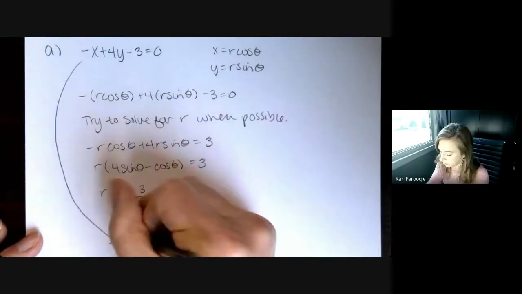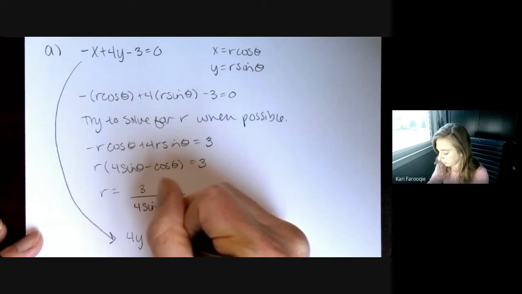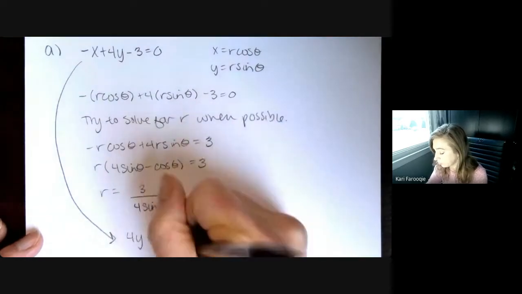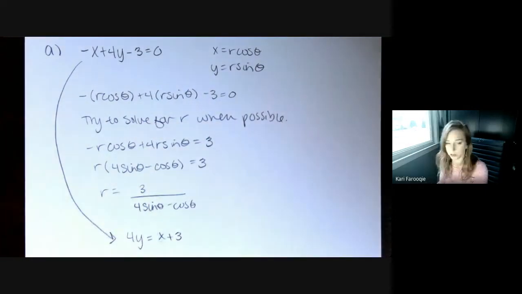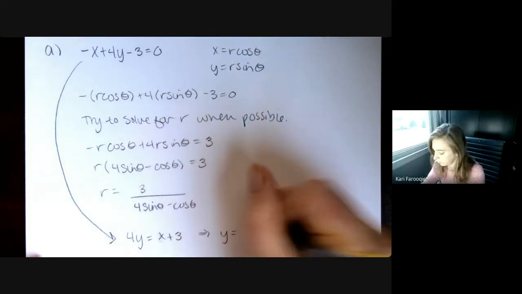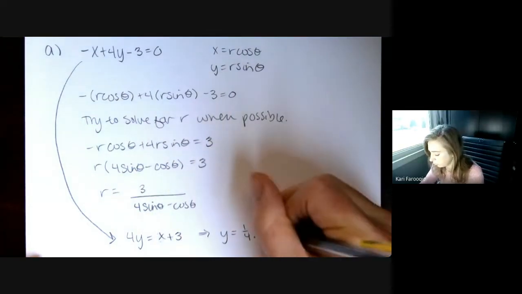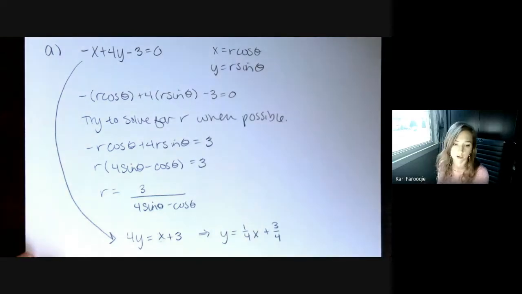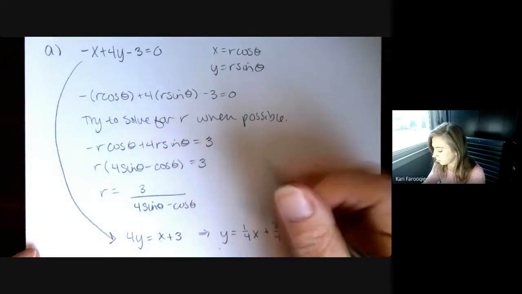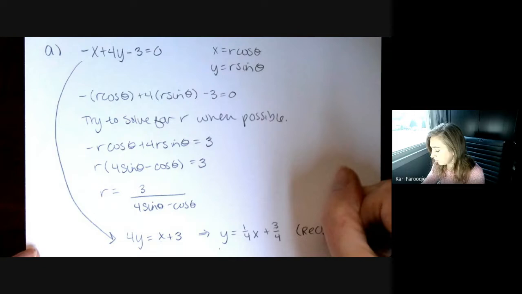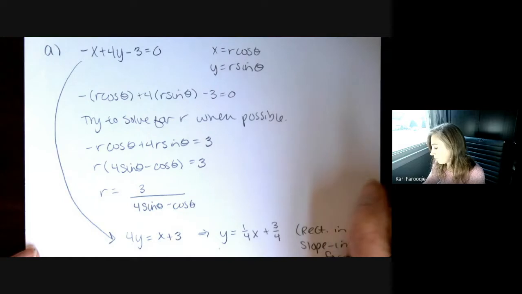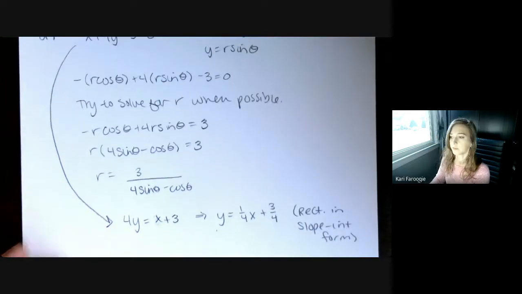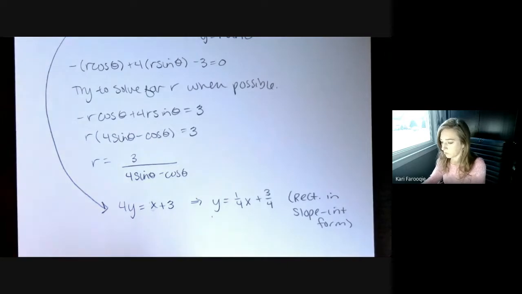So normally you would see this, you'd have 4y equals, we'll add the x and the 3 to both sides. Usually we have y equals mx plus b, so I'll go 4y equals x plus 3. And then y equals, well, we'll divide both terms by 4. We'll have y equals 1/4 x plus 3/4. So this would be the rectangular in slope intercept form.